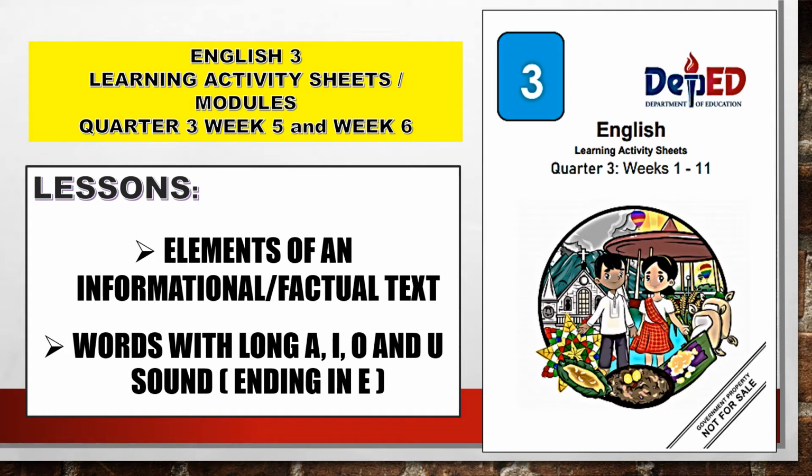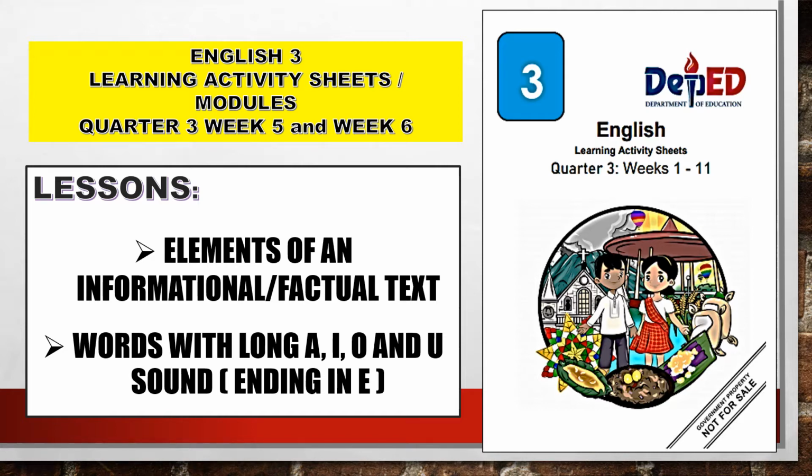In quarter 3 of week 5 and week 6, we have 2 lessons. One lesson is for week 5 and another lesson is on week 6. On week 5, we have elements of an informational or factual text, while week 6 has words with long A, I, O, and U sound ending in E. So these are the lessons that we're going to discuss for week 5 and week 6.